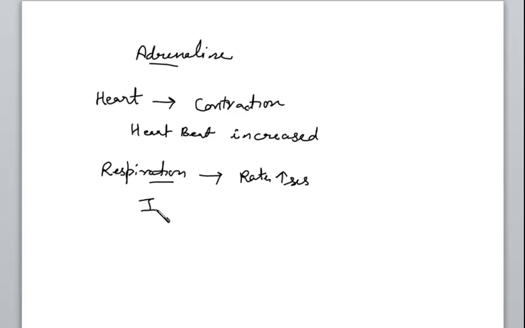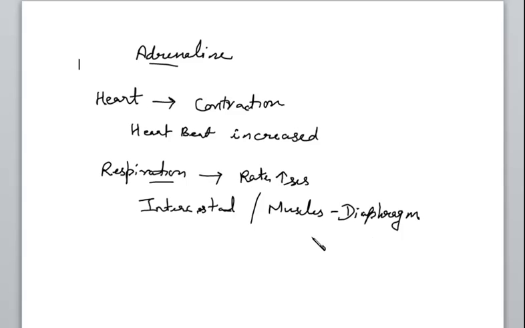The first thing is what? The intercostal muscles, which help in the movement of ribs, and the muscles which are associated with the diaphragm, will start contracting and relaxing at a rapid rate, and as this contraction and relaxation increases, the respiration rate also increases. Now as the respiration rate increases, oxygen supply would be increased. Now what will happen?